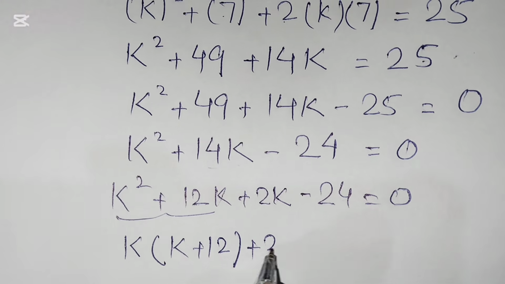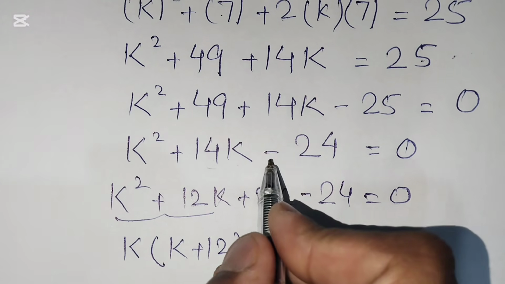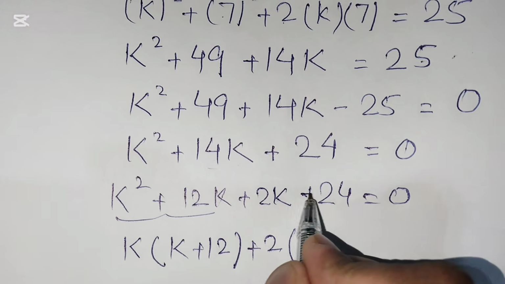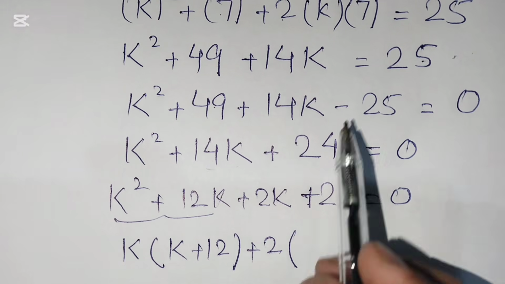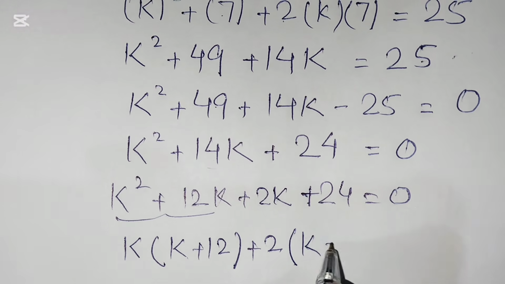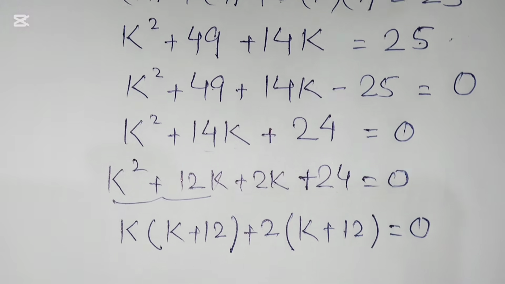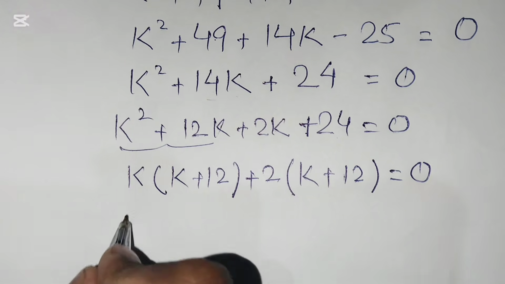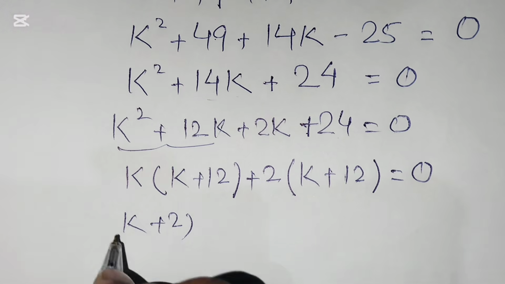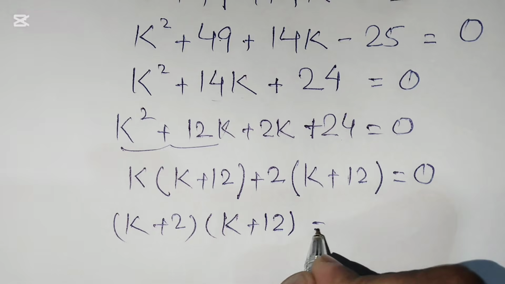Now we will take k common from these two terms, left with k plus 12, and taking 2 common from the other two, this is plus 24, because 49 minus 25 is plus 24. Taking 2 common, left with k plus 12 is equal to 0. So we have k plus 2, k plus 12 is equal to 0.